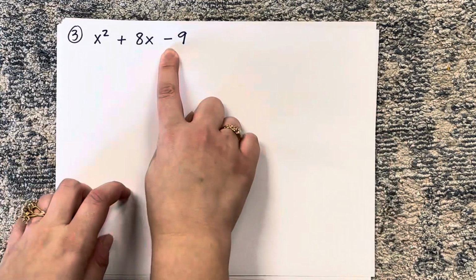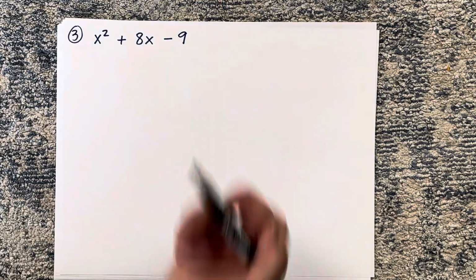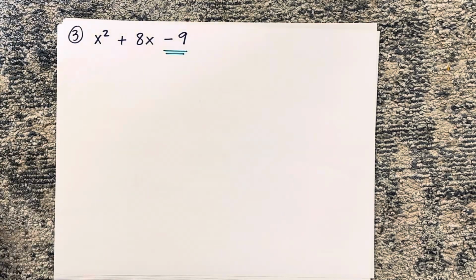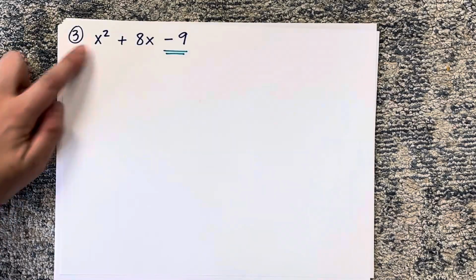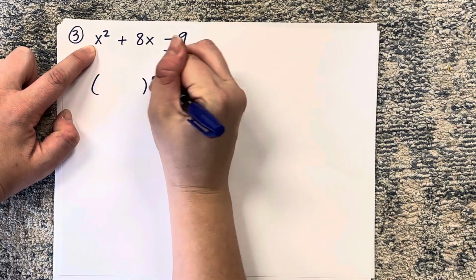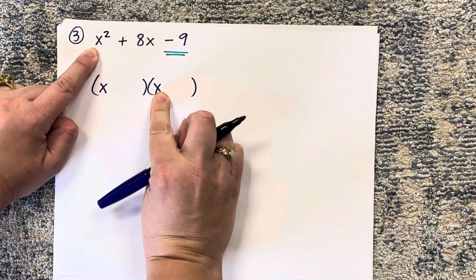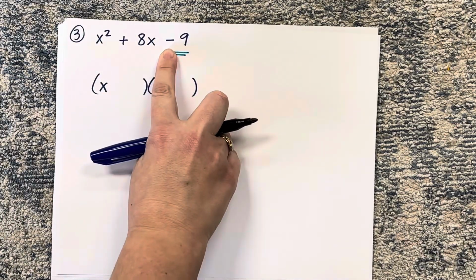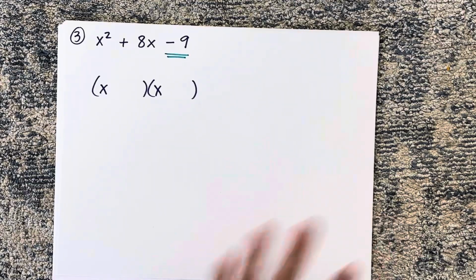Okay, now for the first time ever, I have a negative number here for my C. So my C is negative. So this is a problem. Luckily, I'm still just dealing with a regular x squared. So I have x times x, which would give me x squared. But now I have a negative number here. So, dang it, all right? What do I need to do?